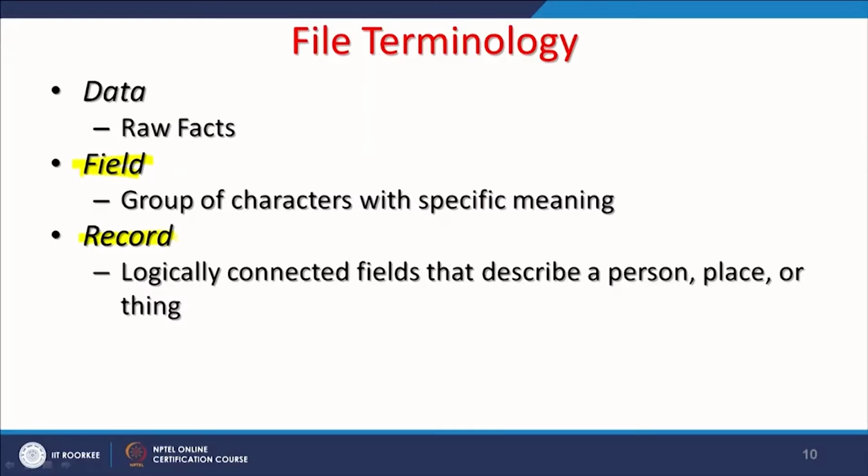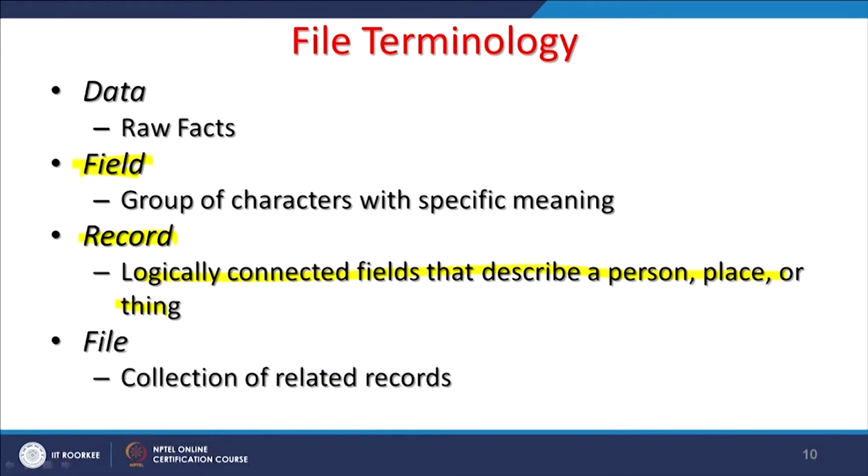And records are basically the rows. Logically connected fields that describe a person, place or thing, that is also a record, and overall this information is kept. A collection of related records is a file. Now, these terms are still being used, though the file system is not used in GIS databases.